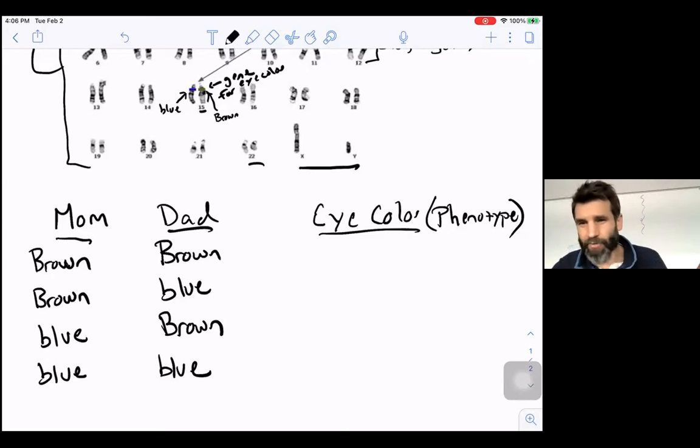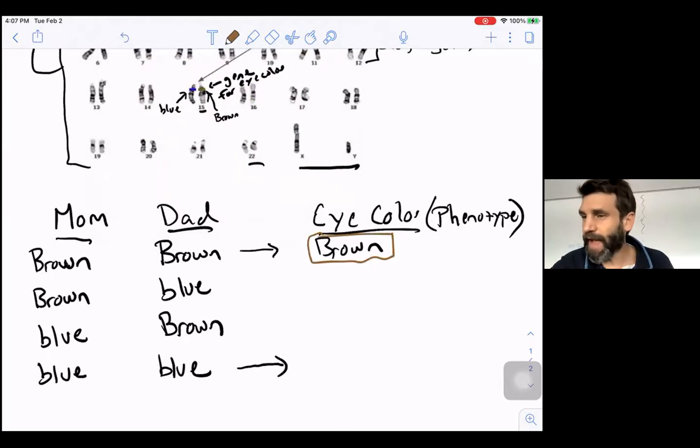Now, without even really knowing much about the details of genetics, you might be able to figure out that, well, if I got the brown-eyed version of the gene from my mom and the brown-eyed version of the gene from my dad, my eyes are probably going to be brown. And if I get the blue-eyed version of the gene from my mom and the blue-eyed version of the gene from my dad, it might not be hard for me to imagine that I would have blue eyes.